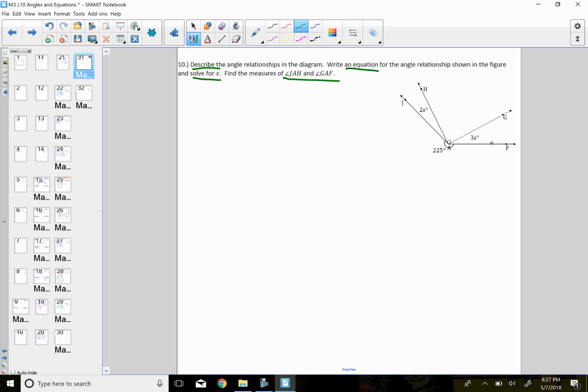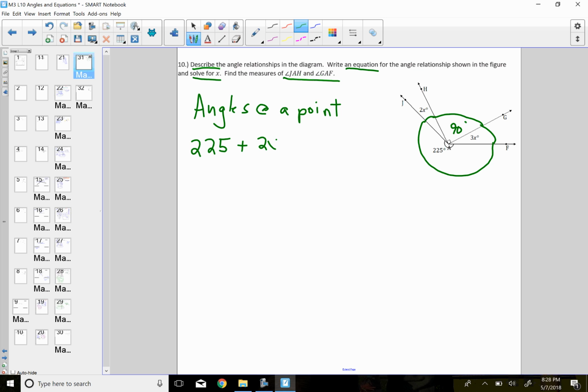If I look at these, they want me to find this one by getting x for 3x. This one is 90. They're trying to trick us by drawing it instead of writing it. We need to find what 2x is, and this one is called the reflex angle, because it's larger than 180 degrees but less than 360. If you notice, I'm going all the way around this. These are angles around a point. So if I'm going all the way around, they make 360 degrees. So the reflex angle of 225 plus 2x plus 90 plus 3x is going to equal 360 degrees.